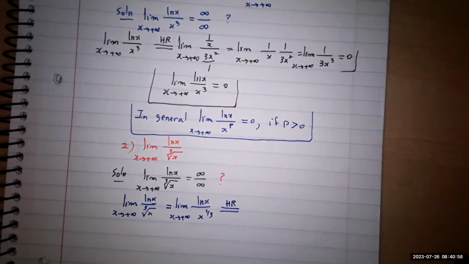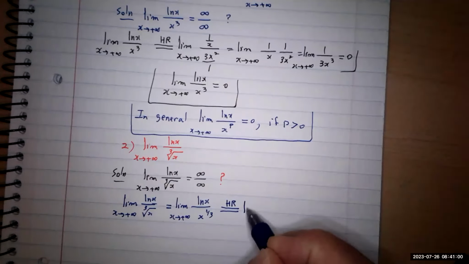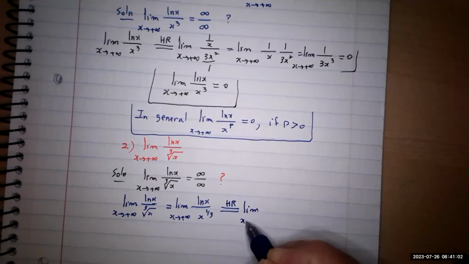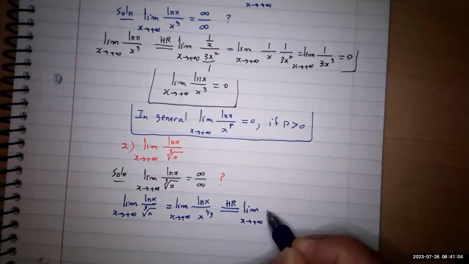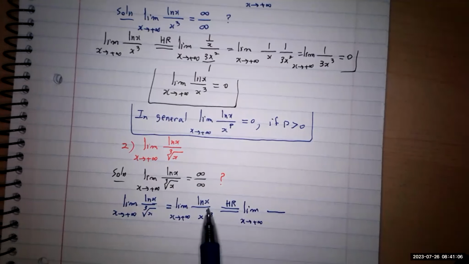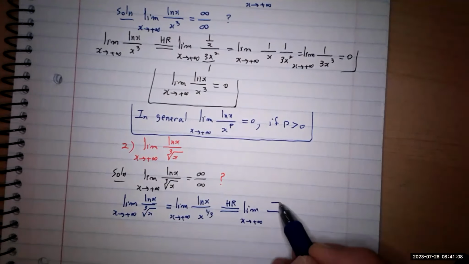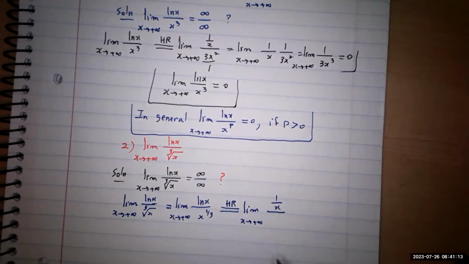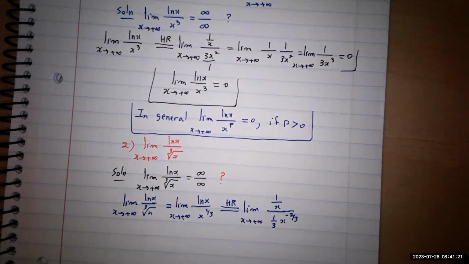Put the derivative of the top on the top. It's going to be the limit of, x goes to positive infinity. Derivative of ln x, 1 over x. Derivative of x to the 1/3, you see, 1/3 x to the 1/3 minus 1, which is a negative 2/3. Okay, now you've got to be careful how to handle this part.